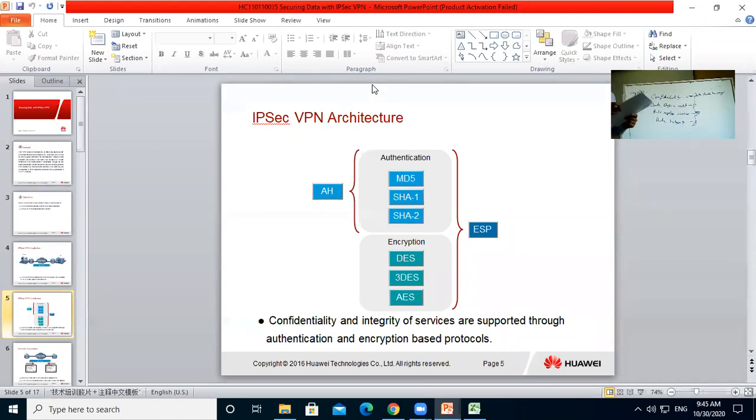In the case of authentication, we have three different parameters: MD5, SHA, and DES. Basically, MD5 stands for message digest, SHA stands for secure hash algorithm, and DES stands for data encryption standard.